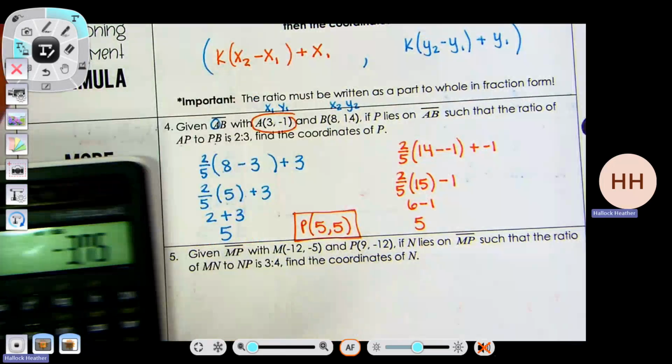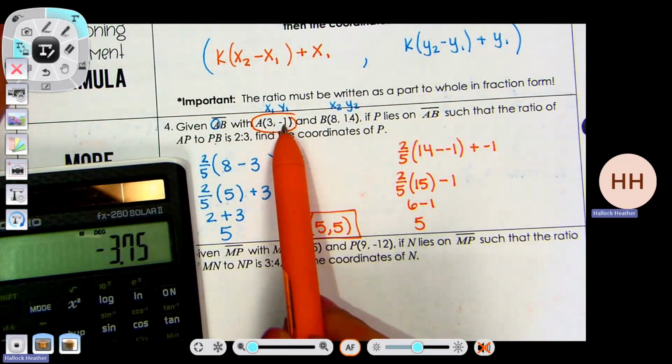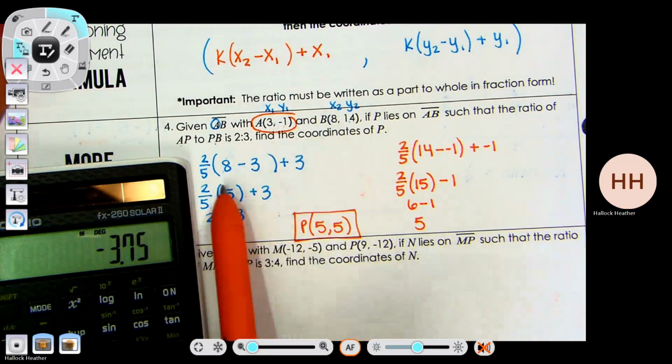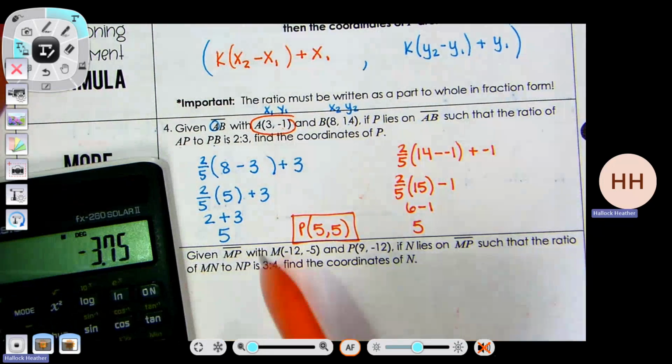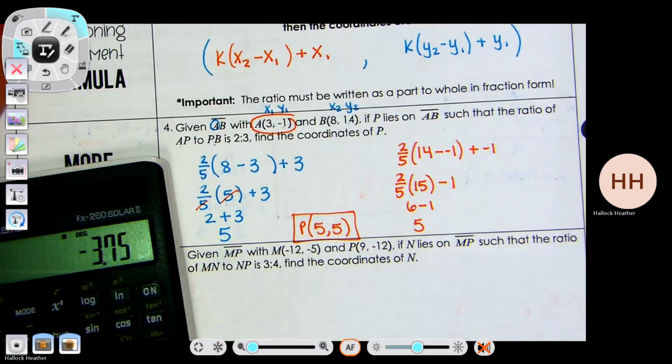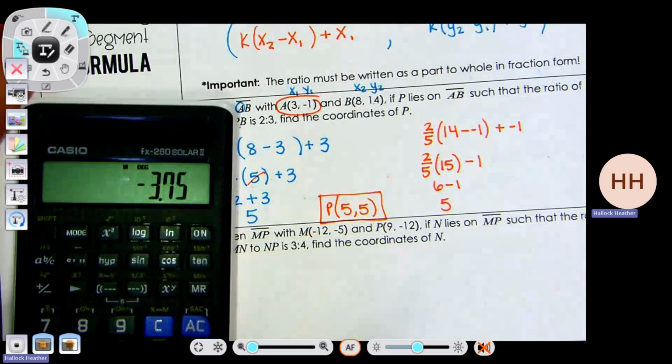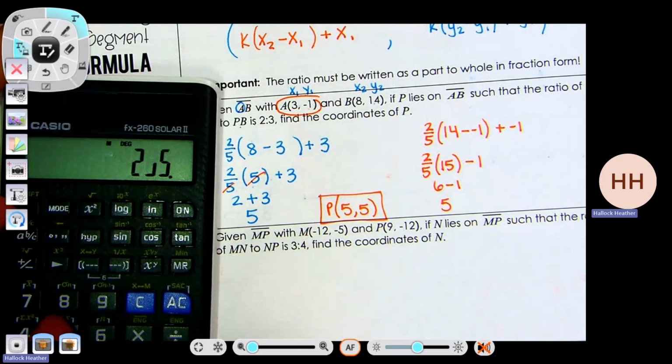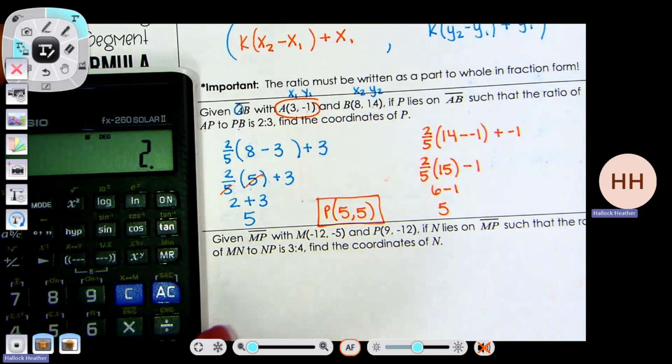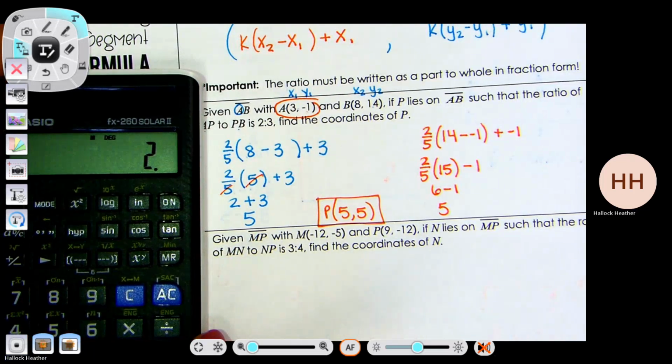Because you're not plussing 3, you're plussing the y, which is -1. Oh yeah, 2/5 times 5, because the 5's technically cancel. And if you don't understand that, use a calculator. 2/5 times 5 is 2. If fractions hurt your brain, it's okay. They hurt mine too. That's why I use a calculator.